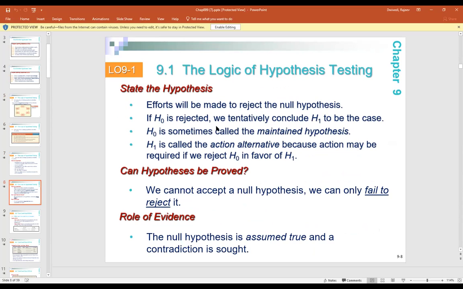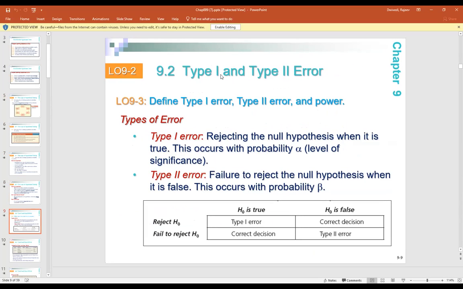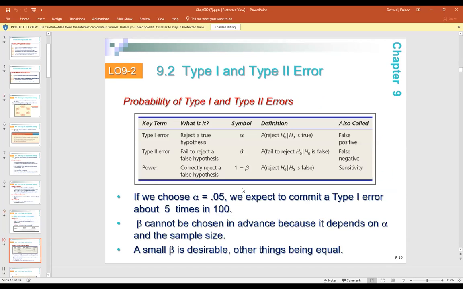Now here, type 1 error or type 2 errors are there. So what is the significance of this? I will explain at the end, but understand this matrix. If null hypothesis is true, if null hypothesis is false, reject null hypothesis, fail to reject. Type 1 error, also called alpha error, correct decision. I will come to the rest later because I don't want to confuse at this point.